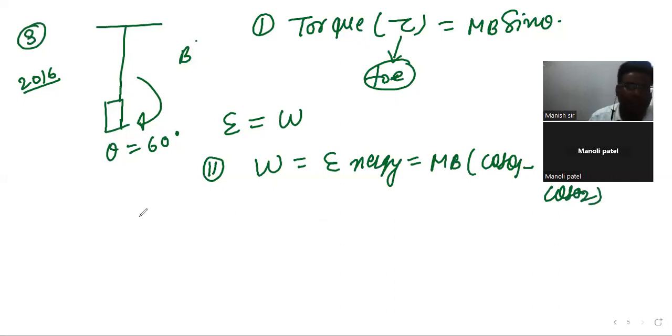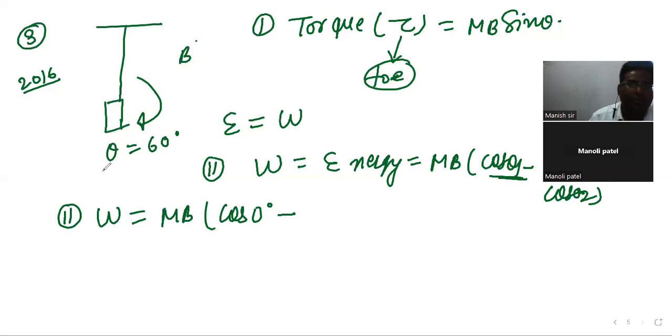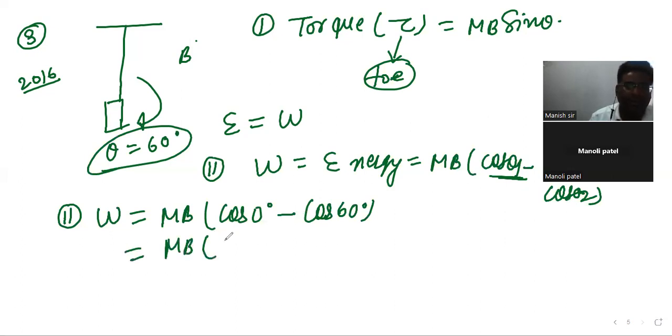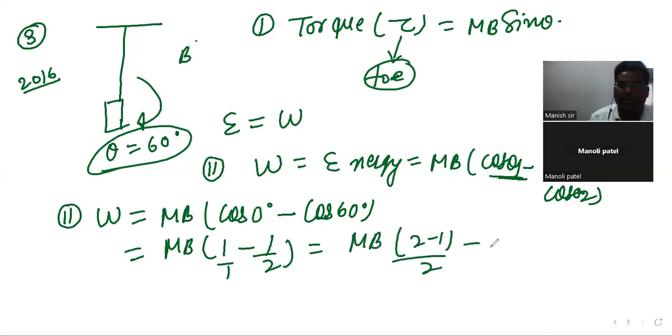Now put the values. After putting the values, you will get the energy value. So it is MB. The initial angle is 0 degrees, so I'll put cos of 0 minus cos of 60 degrees, since it is rotated to 60 degrees. So it is MB, cos 0 is 1 minus cos 60. Cos 60 is 1 upon 2. Now take the LCM: MB into (2 minus 1) upon 2. So it will be MB upon 2.